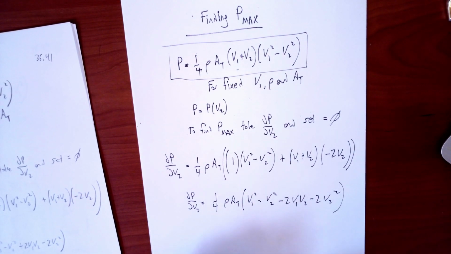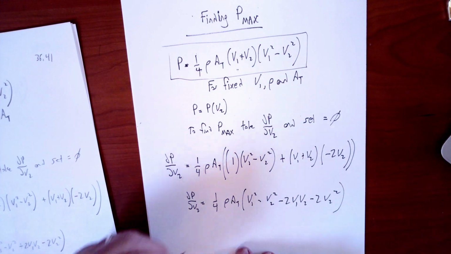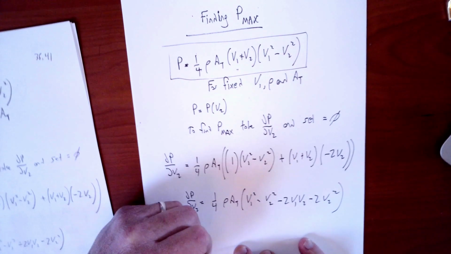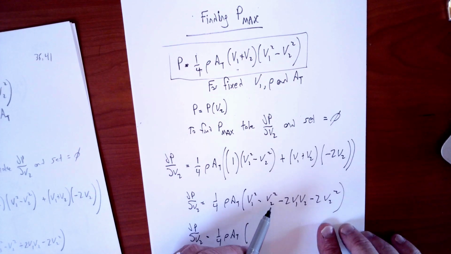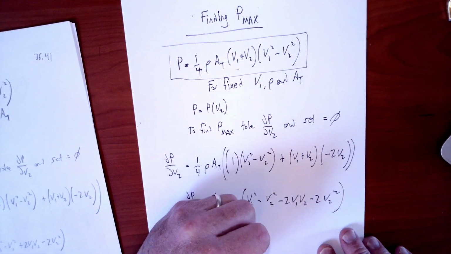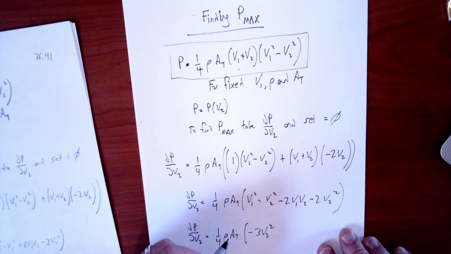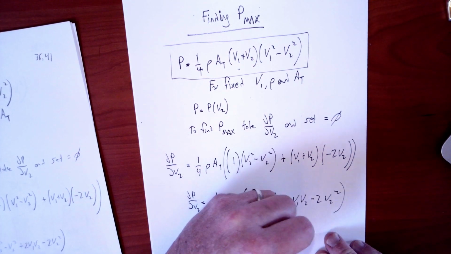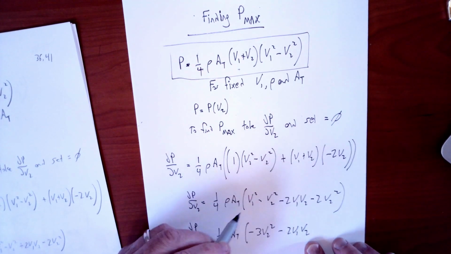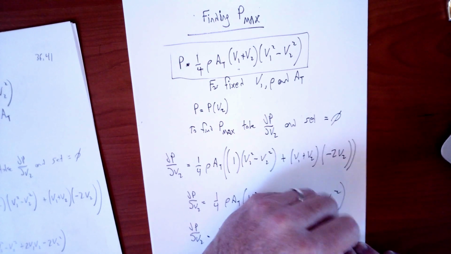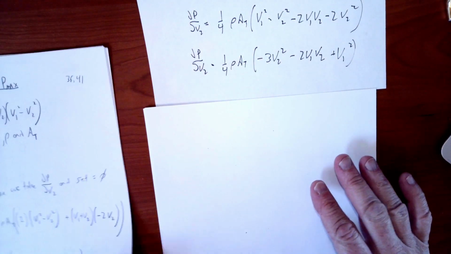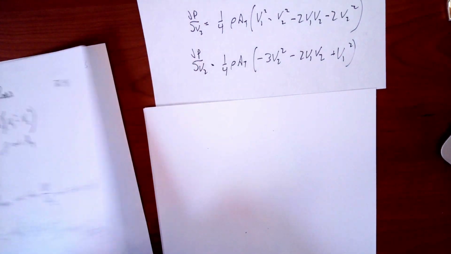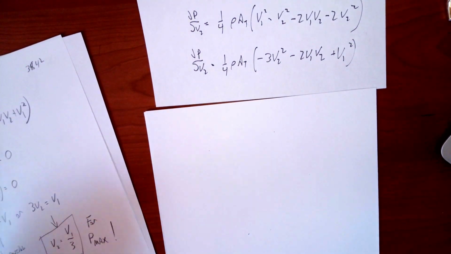I get this stuff. Then I'm going to add all the V2 squared terms. So I get dP/dV2 is equal to 1/4 rho A_T. I've got minus V2 squared here and another minus 2V2 squared there. So I got minus 3V2 squared. Then I've got only one term with just a V2 in it, minus V1V2. And then I've got plus V1 squared. That looks good. So that's my derivative so far. I'm going to set that equal to 0 because that's how I find the maximum. So let's see how that goes. Set it equal to 0.